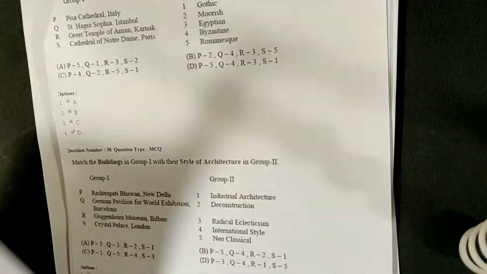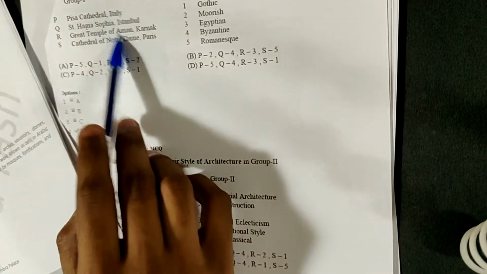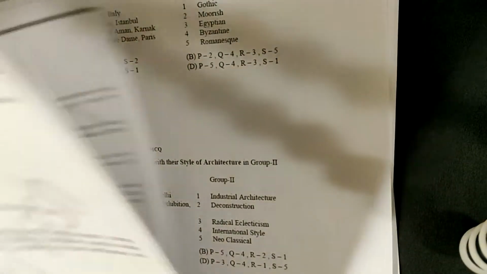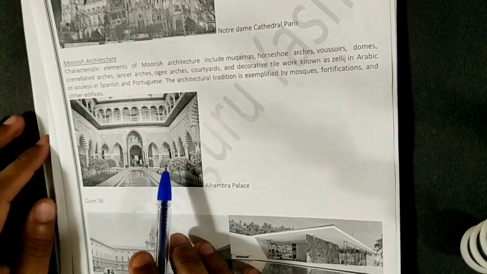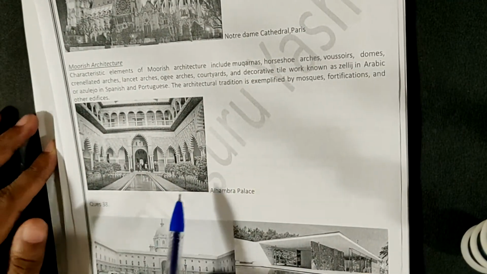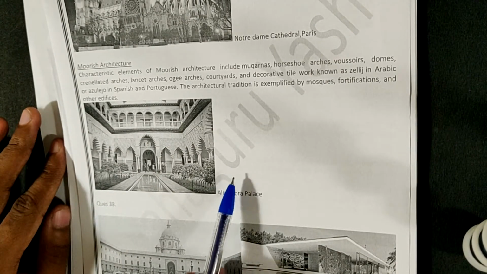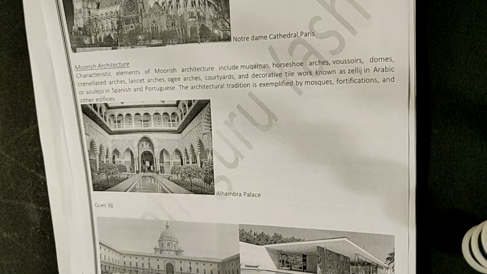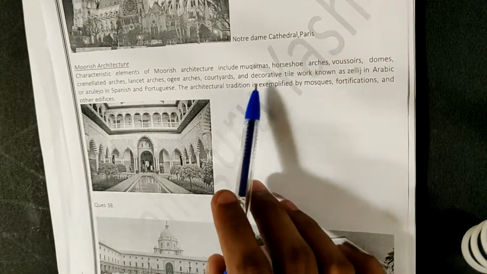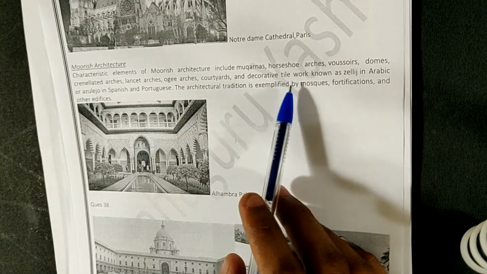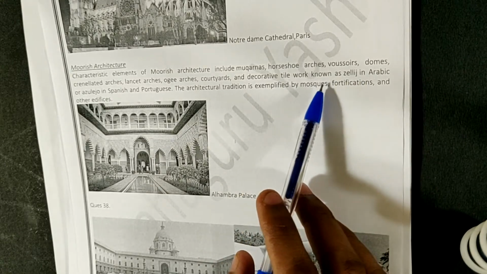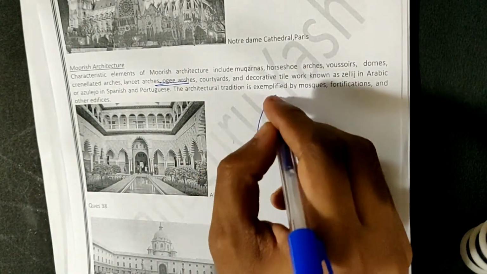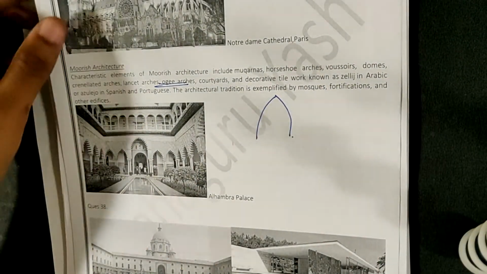And the last, so only 4 monuments were given, but one more style was left, which was the Moorish architecture. And for Moorish architecture, the very famous Alhambra Palace is famous for it. Moorish architecture has its influence from Islamic architecture, and it is very famous for its makranas, horseshoe arches, voussoirs, domes and corner arches as well. So basically OG arches, like these arches, very famous.